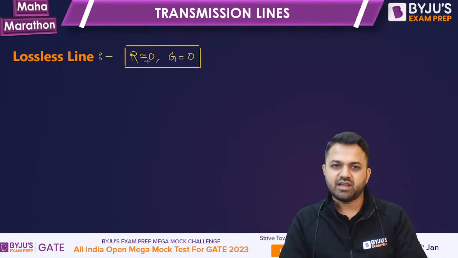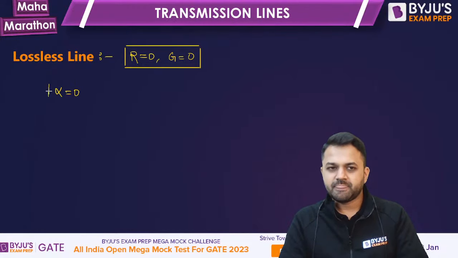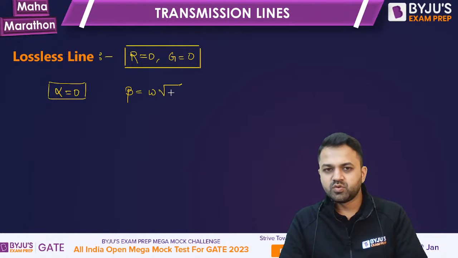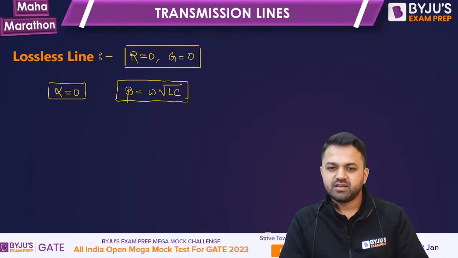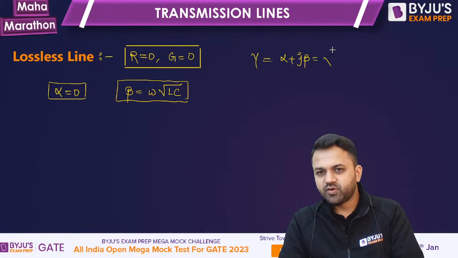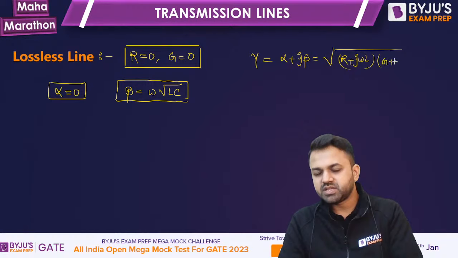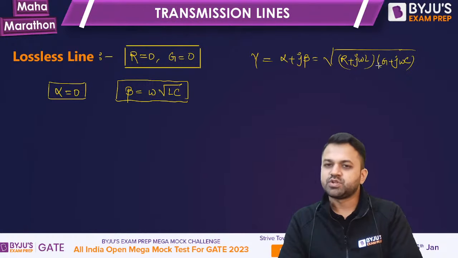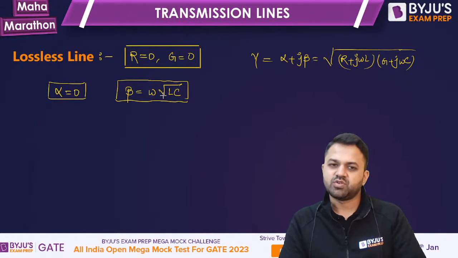So lossless lines are R equal to 0, G equal to 0. For this you will get alpha equal to 0 and beta equal to omega root LC. How are we deriving this? I hope you are able to understand. We are deriving it from gamma equal to alpha plus J beta, which is the square root of R plus J omega L times G plus J omega C. When you substitute R and G as 0 and compare with the left hand side, you will get alpha equal to 0 and beta equal to omega root LC.